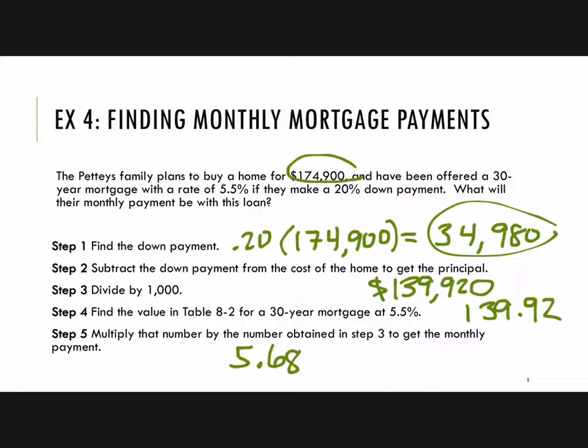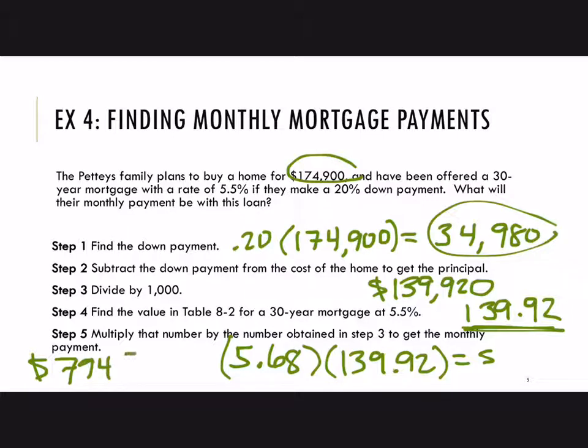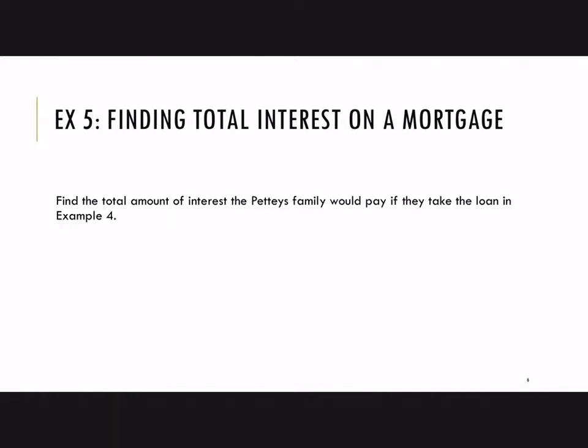Then multiply that number by the number obtained in step 3, the principal divided by 1,000. And that gives the monthly payment. When you multiply that, it's approximately $794.75. So we know how much they pay per month, $794.75.